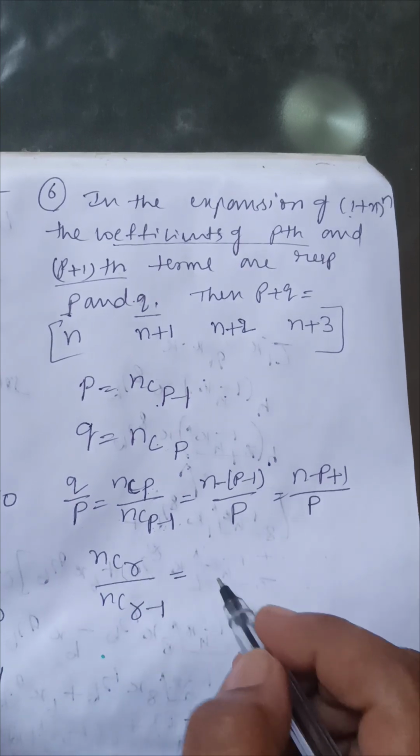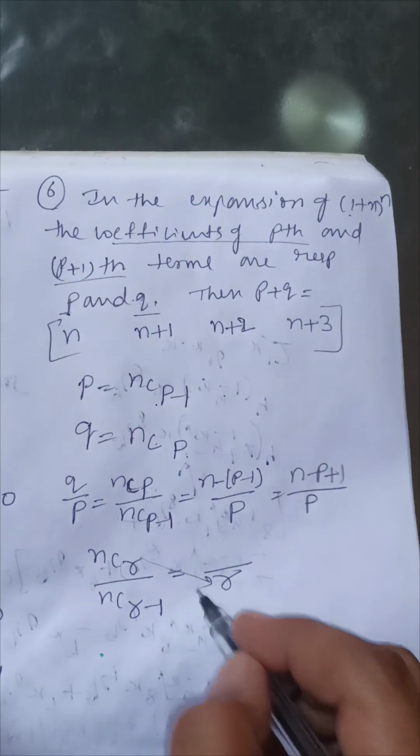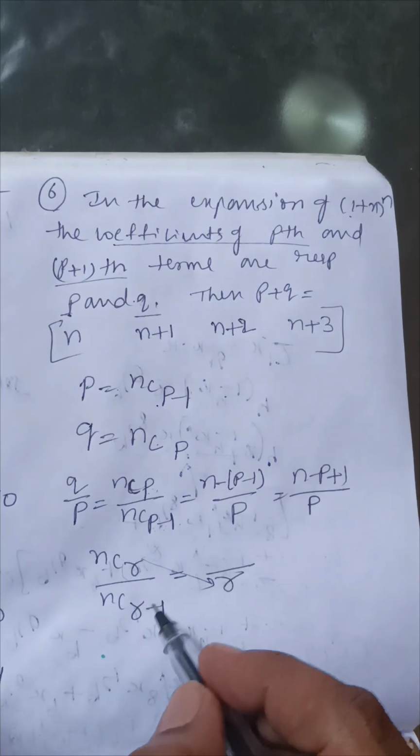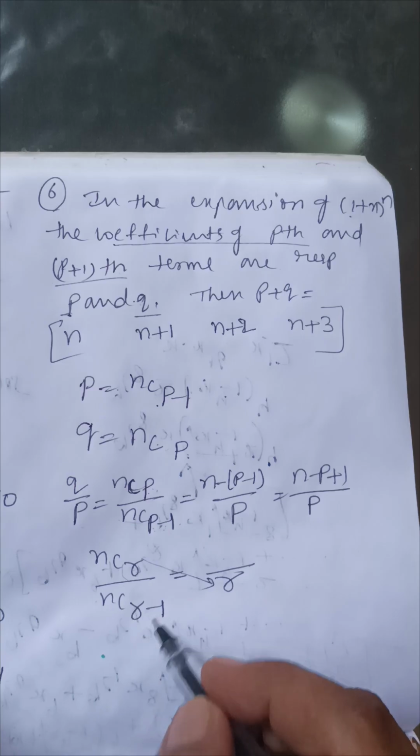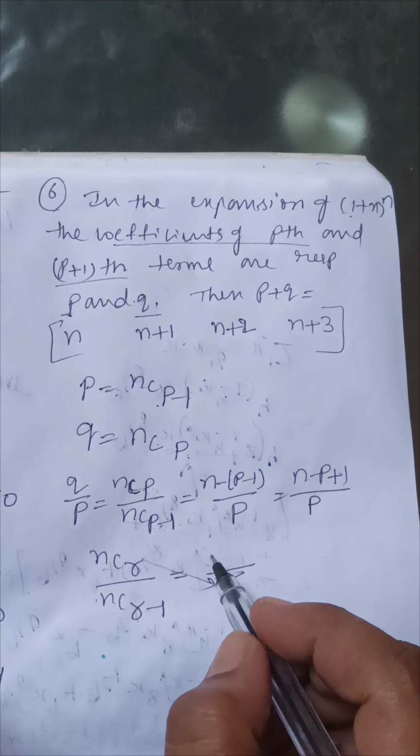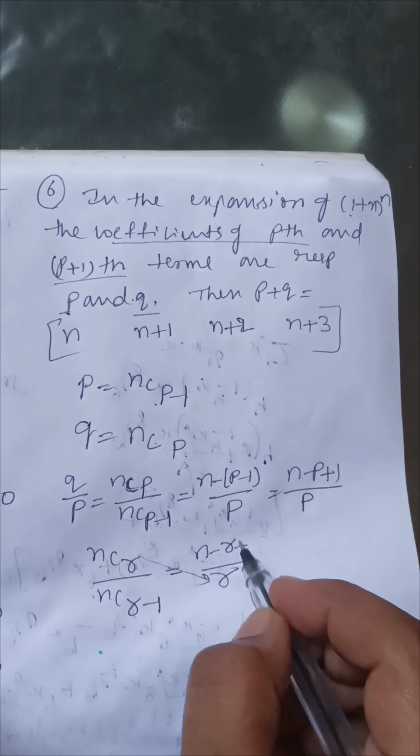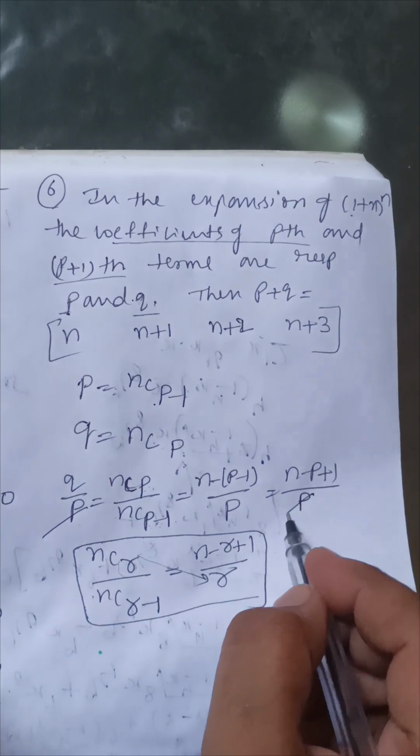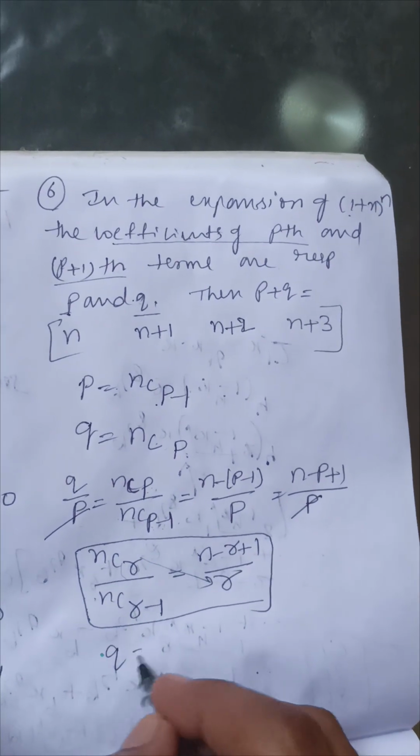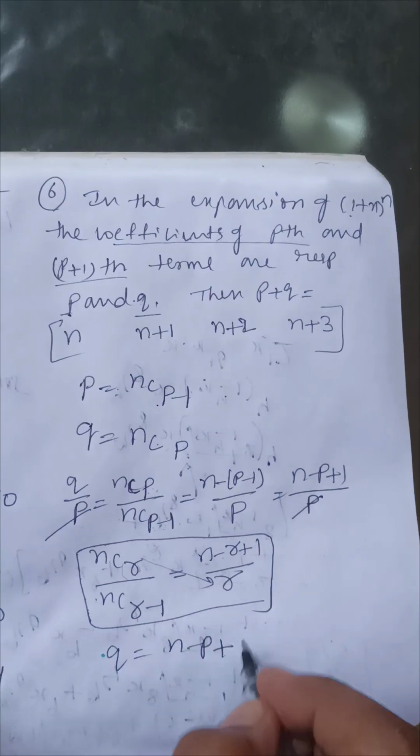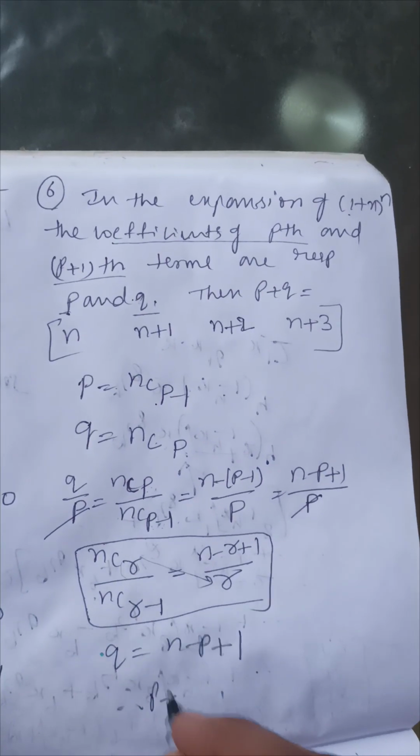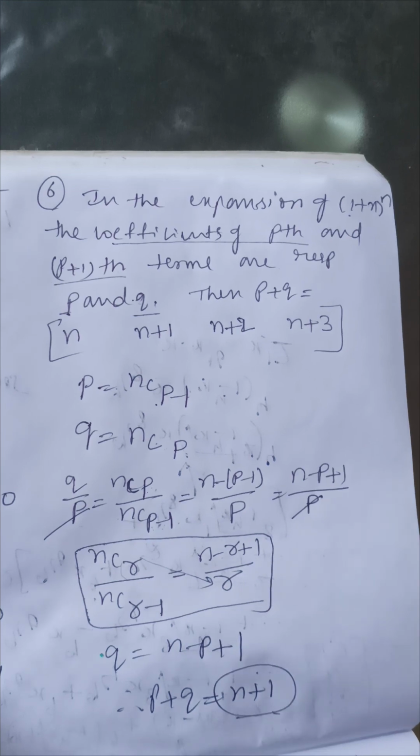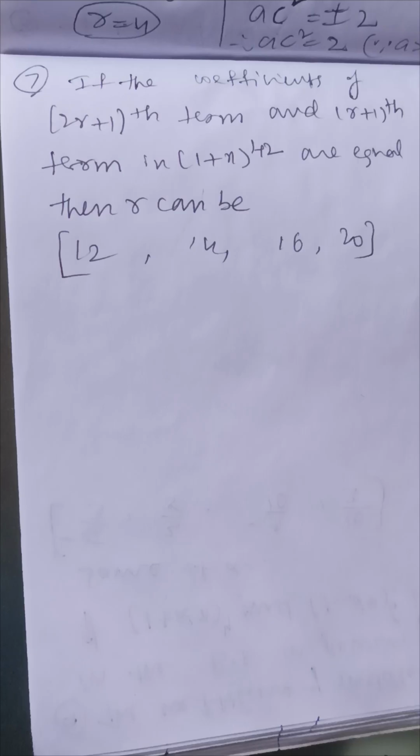First write r in the denominator. And to get the numerator, do the subtraction of n and r minus 1, that is n minus (r minus 1), so n minus r plus 1. So, p is cancelled on both sides. So, q equals n minus p plus 1. Therefore, p plus q is n plus 1. So, n plus 1 is the answer.